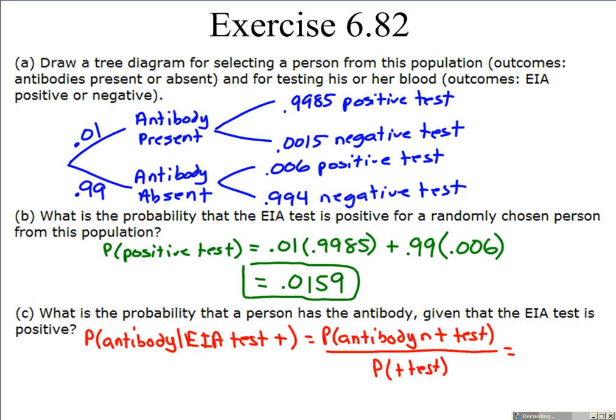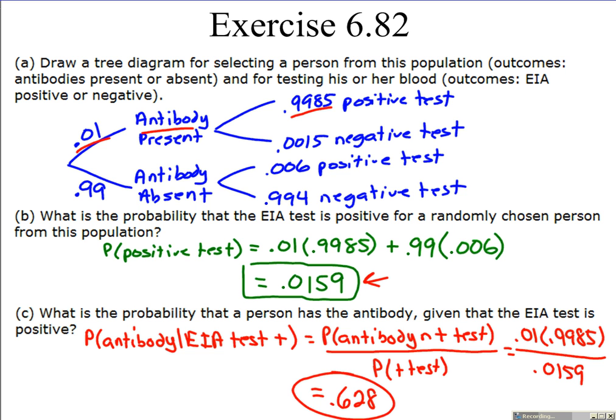So what's that going to be? Antibody and a positive test. Antibody and a positive test is going to be 0.01 times 0.9985. Probability of a positive test, what we just found up here, 0.0159. Multiply and divide all that out, we get 0.628. So there's a 62.8% chance that the person has the antibody given that the test is positive.